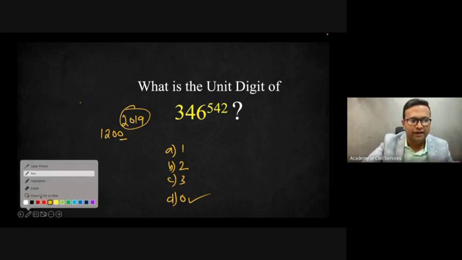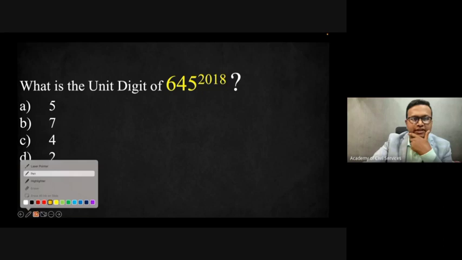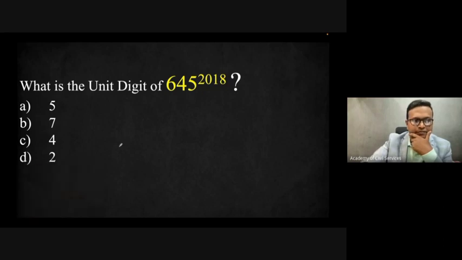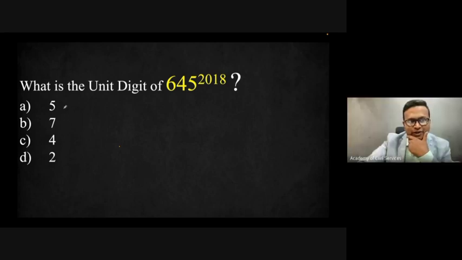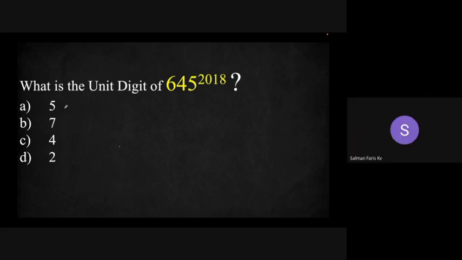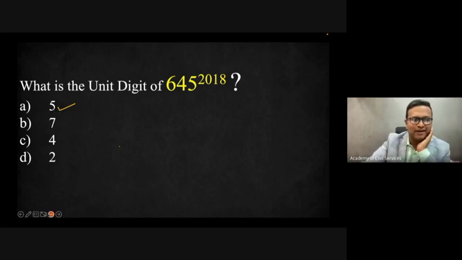Then can we try to solve the next question? What is the unit digit of 645 power to 2018? A, B, C, D. Option A 5. What is your name? Salman Faris, thank you. Everybody, I think, agrees with him. Option A 5 is the correct answer.